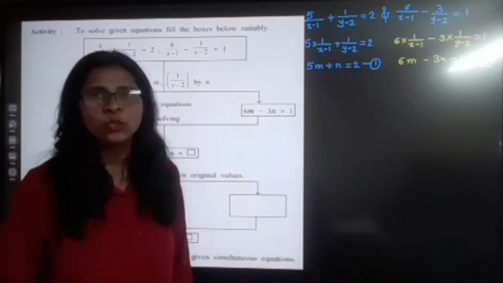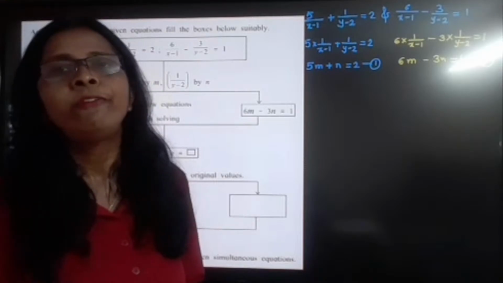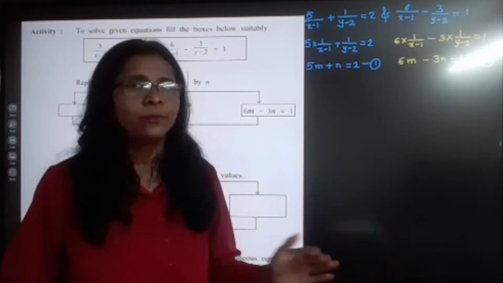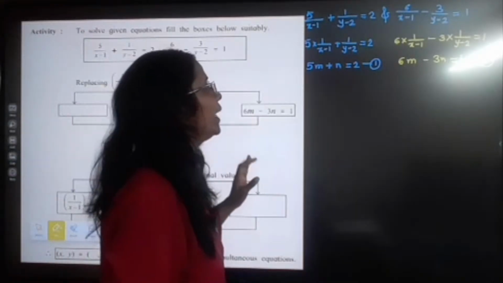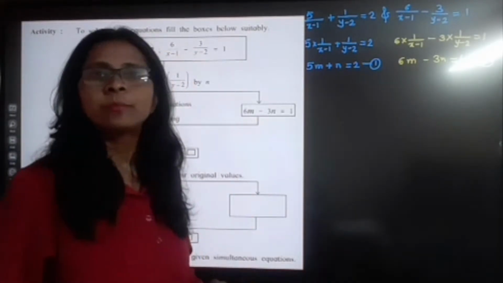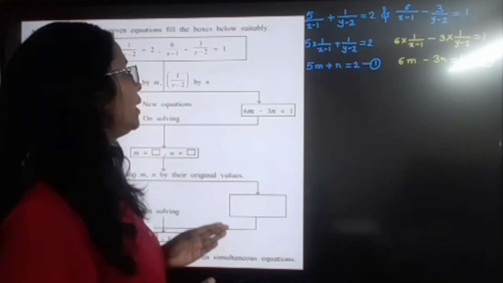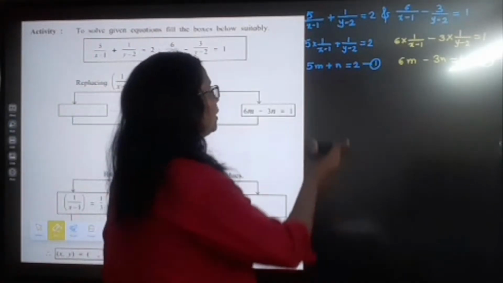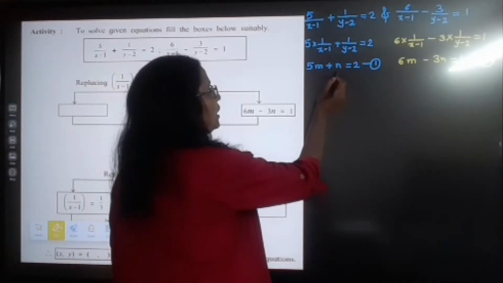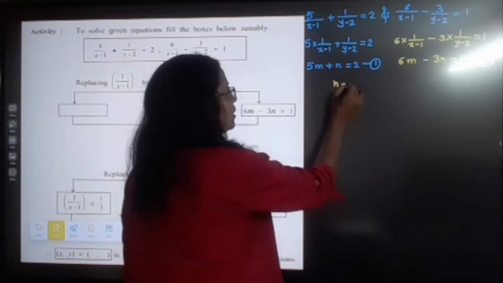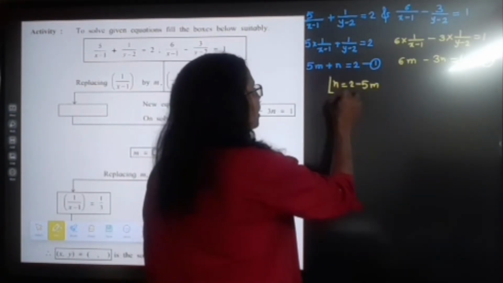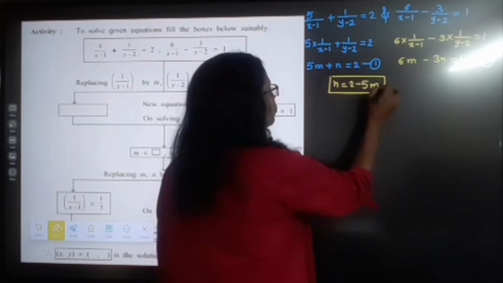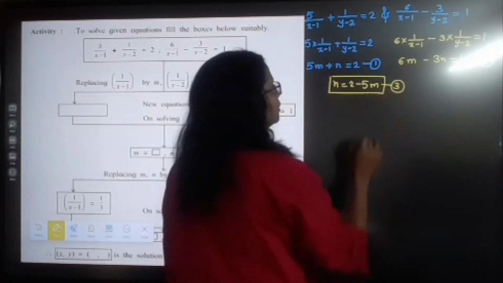So now here students, the coefficients of x as well as y are not the same, and that's why we try to equate or use the substitution method. Here apply the substitution method. It will be very easy. So n is equal to 2 minus 5m. This is the new equation. Call it the third one.